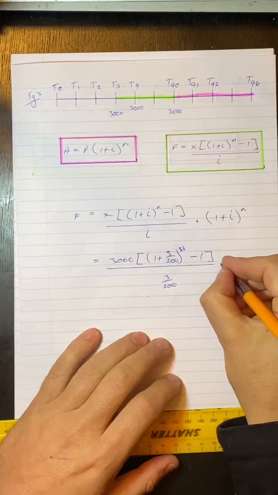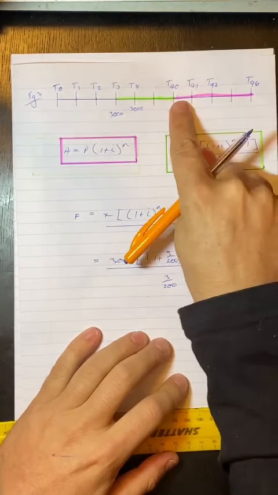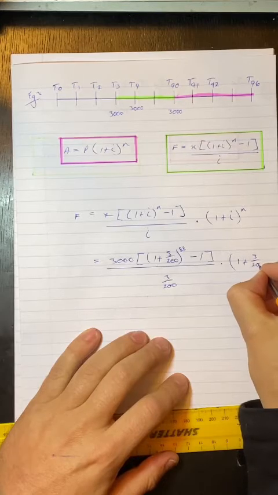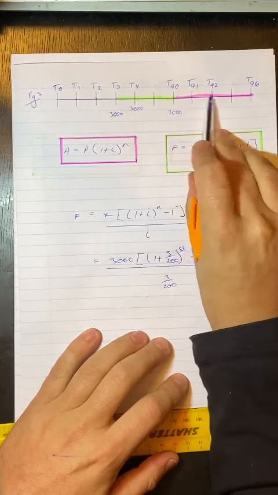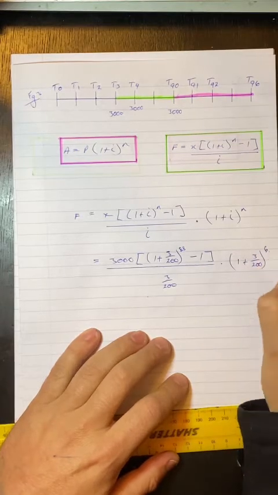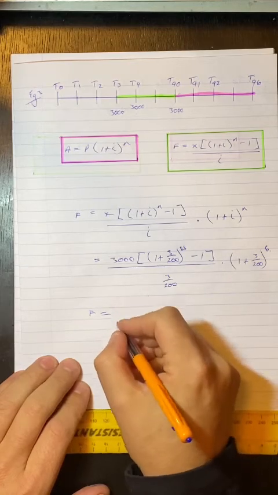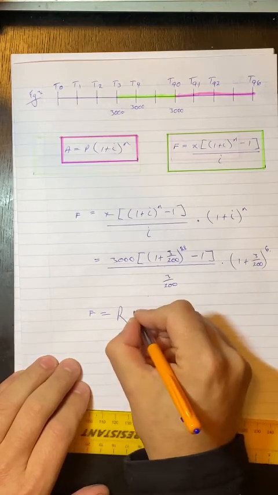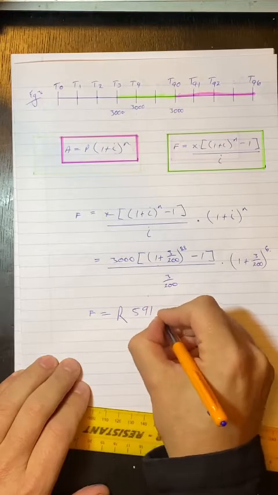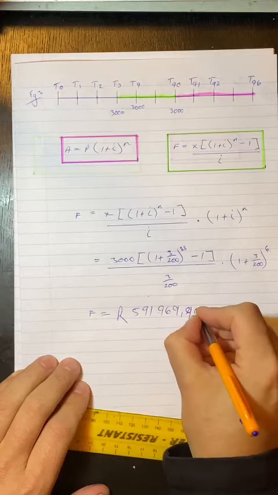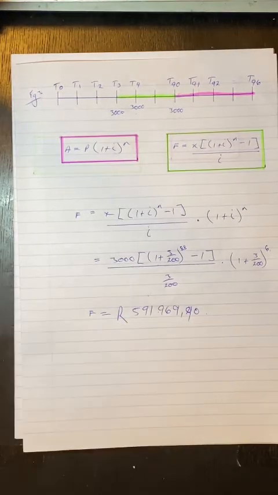Then I'm going to multiply that by our interest for this time period over here: 1 plus 3 over 200. And that time period is 6 months. Okay, if you punch that into your calculator, you should get 591,969 Rand and 90 cents. Okay, so that's how much will be in that account after all of this time period.